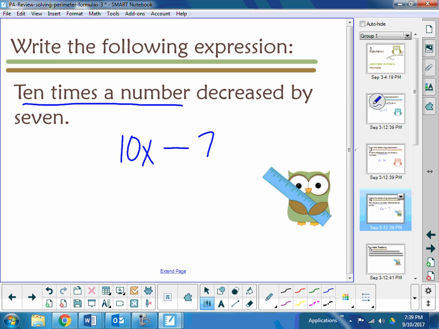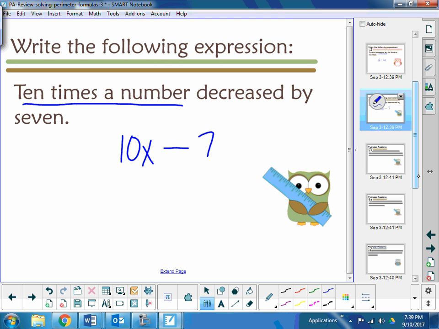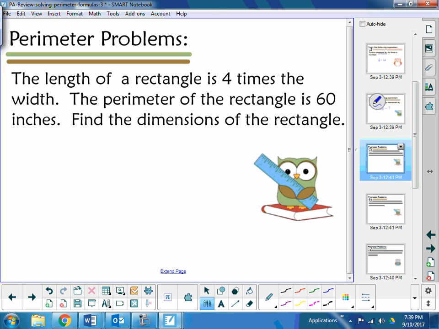All right, so that seemed to be a lot of what we're having issues with, all those perimeter problems. So now that we know that, let's see if we can apply it. Now that we reviewed that a little bit, let's see if we can apply that a little bit better. Remember, every one of these problems, I want you to draw a rectangle. So start with a rectangle.